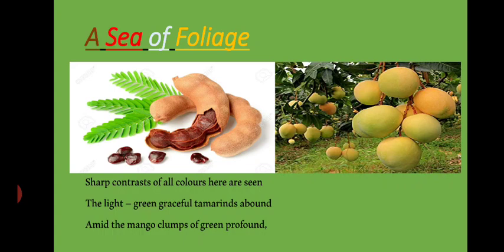So where are the tamarinds growing? The tamarinds are growing in the middle of the mango trees. So till here the poet is talking about two different colors. One is the light green tamarind and the next is the dark green color of the mango trees, which play a vital role to make her garden extraordinary.